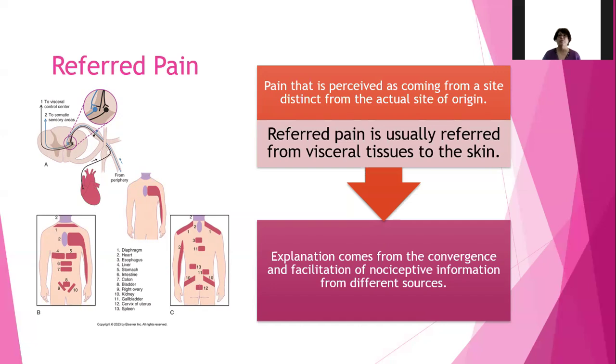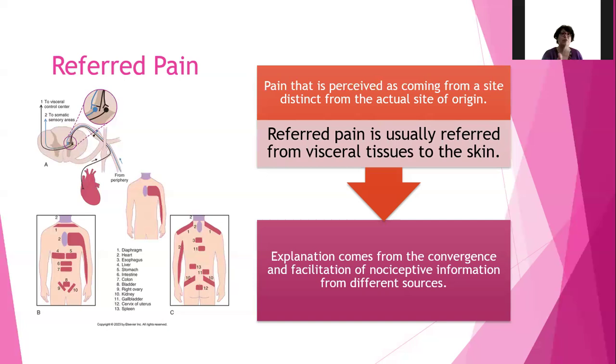So the explanation for referred pain comes from the convergence and facilitation of nociceptive information from different sources. So we're getting different sources bringing information into the spinal cord, and sometimes they're going to facilitate each other, sometimes they're going to inhibit each other, and our visceral tissues don't really have the same sensation as our somatic tissues. And so the referred pain is a way of getting our attention, basically, if you want to think of it that way. Like, hey, gallbladder here, something's going on, it hurts, and it refers it to.